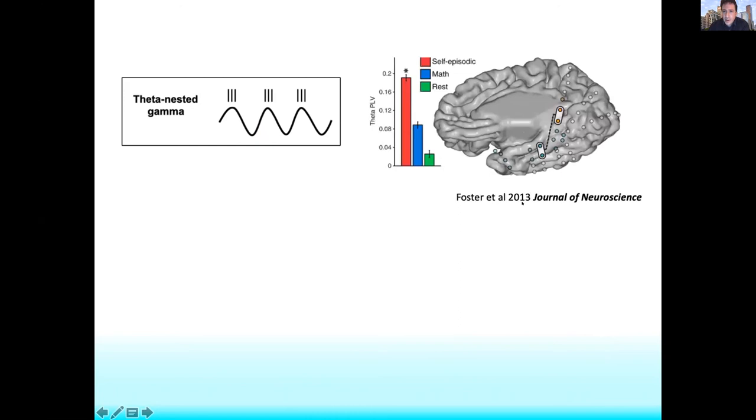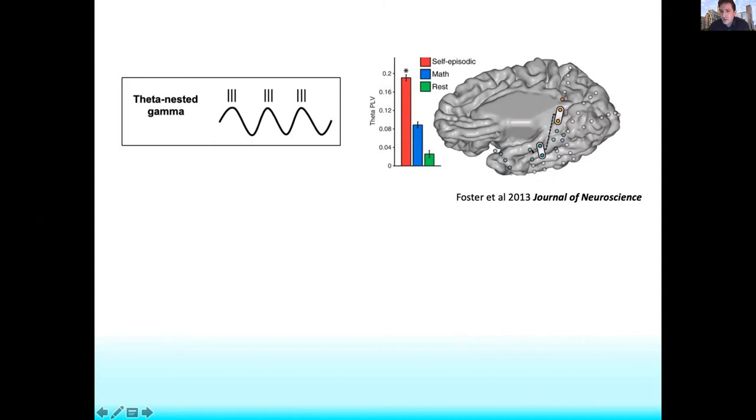This is mainly observed in rodents, but can be observed in human subjects getting depth electrode recordings from the hippocampus. Similarly, if you look at what's driving connectivity among regions of the hippocampal network, this is data from Brett Foster's lab. They find that different regions of the hippocampal network, medial temporal to medial parietal areas, couple in the theta band. So they phase lock at theta frequencies, particularly when people are engaged in episodic memory tasks, suggesting that this rhythm is a signal of network communication important for memory.